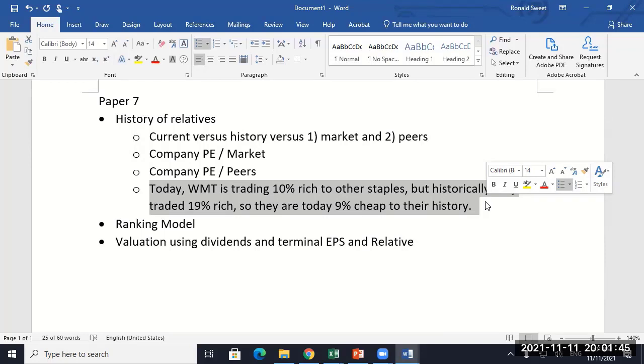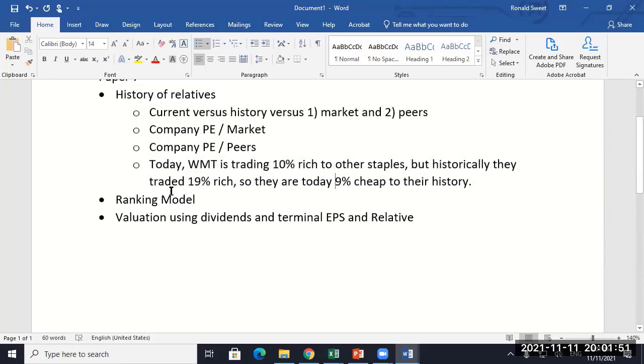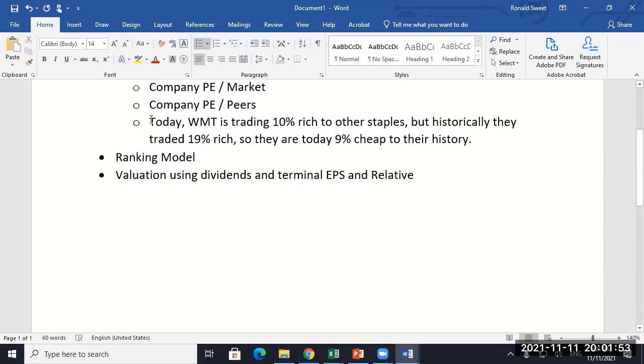It's like someone on Wall Street. It sounds pretty cool. So they can be rich to the market. They can be rich to their history. Those are the kind of things that make some sense.